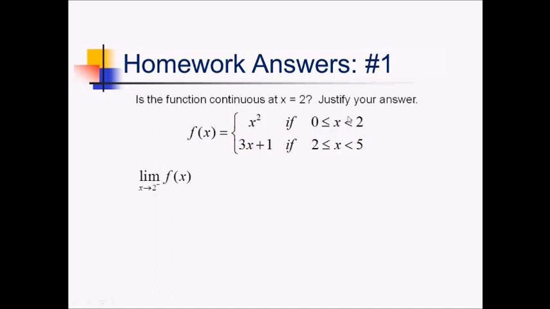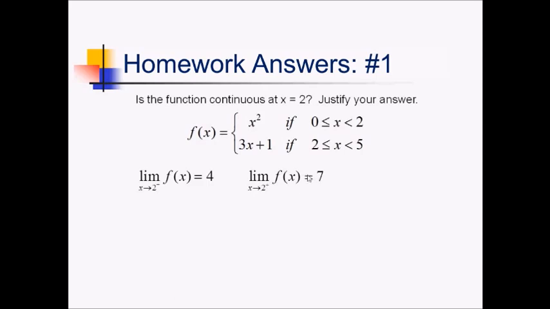That's going to be using this rule as we're coming from the left here, this top rule. So 2 squared gives me 4 for that left side limit. For the right side limit, we're going to use this other rule down here. So here's our right side limit. That's going to be 3 times 2 plus 1, which is 7.